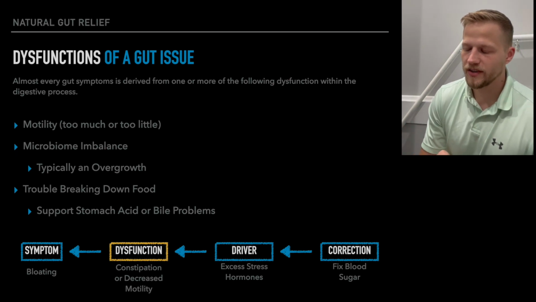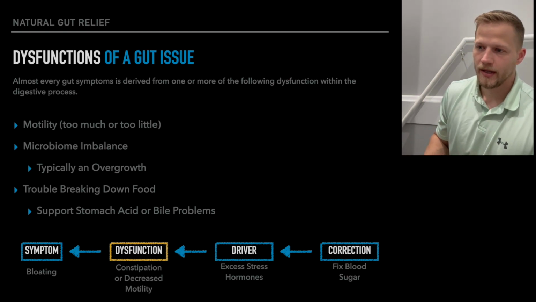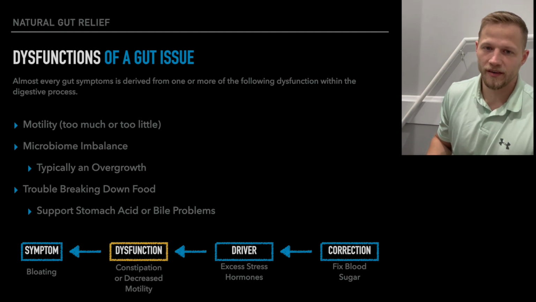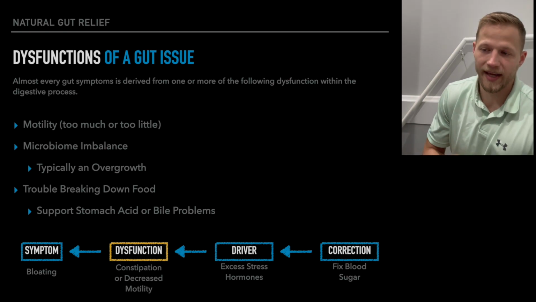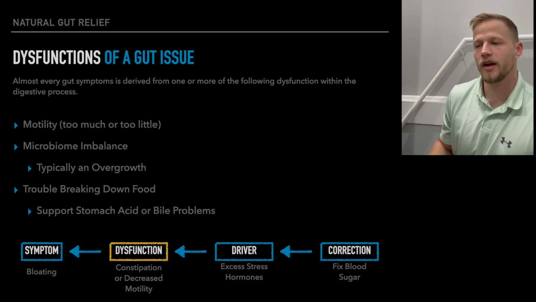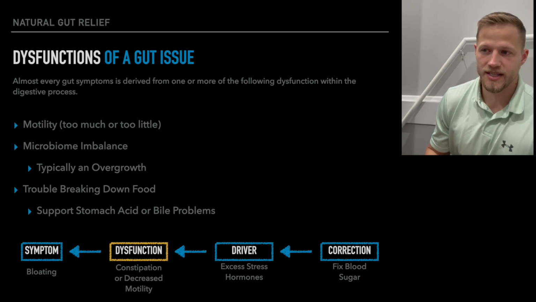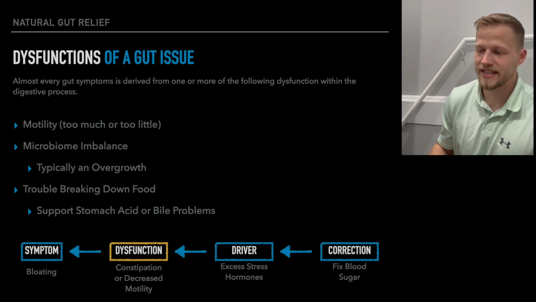When we talk about dysfunctions, there are three, like we said: too much or too little motility, diarrhea, constipation. We have an imbalance of good and bad bacteria, either too much of the bad or not enough of the good, typically an overgrowth of bad bacteria or fungi. Or you have trouble breaking down food, causing some sort of digestive symptom. Some sort of dysfunction breaking food down.